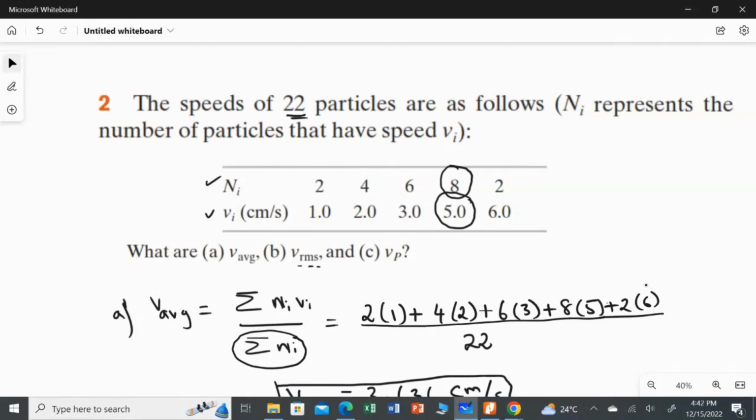So what is the probable speed here? This 8 is the maximum number of particles, which have 5 centimeter per second, while in the other cases the number of particles is less. So the answer for the third part, the probable speed, is 5 centimeter per second. Why? Because there are 8 particles at the speed v equal to 5 centimeter per second. So 5 centimeter per second is the most probable speed for this case. That's it. Thank you.